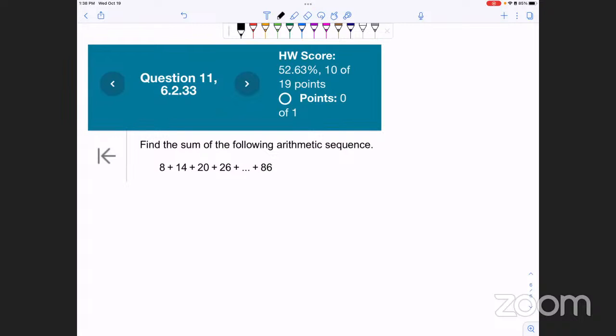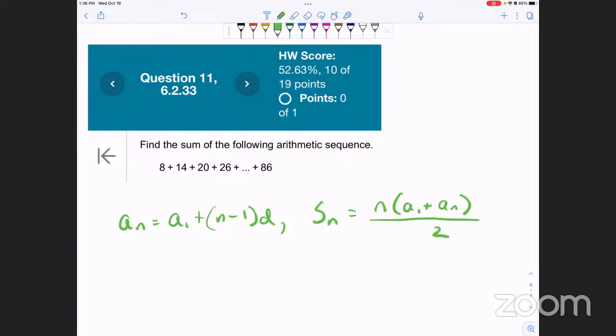Find the sum. Basically they're asking us to solve for Sn like we did before. We were using two main pieces of information. The nth term is the first term plus n minus 1 times the common difference. And I'm doing this from memory. I keep writing it because that constant repetition helps to ingrain it in my memory. And the sum is n times the first term plus the last term, over 2.